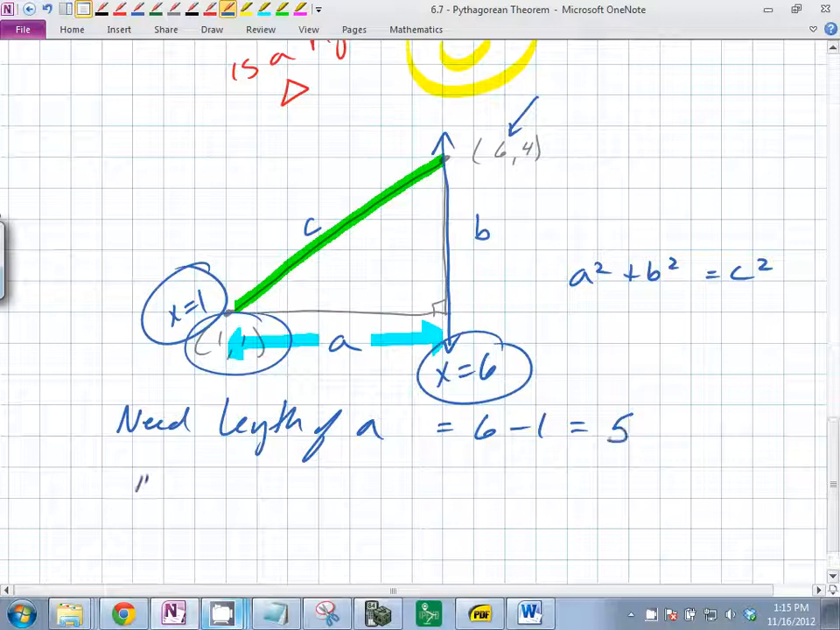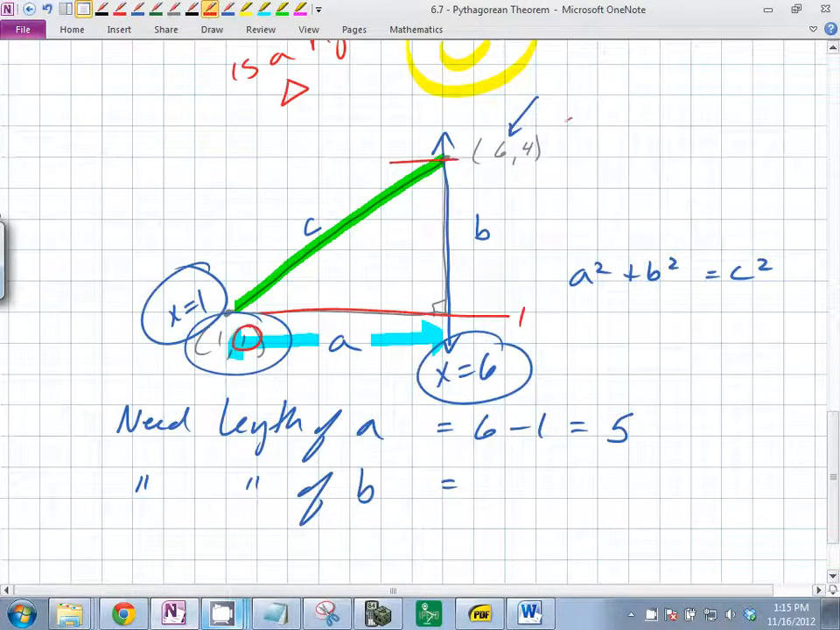Now we need the length of b. That's going to be vertical distance. So we're going again from 1, because of this 1 right there, all the way up to 4. How far is that? That's 4 minus 1, which is 3. So we now know that a is equal to 5 and b is equal to 3.